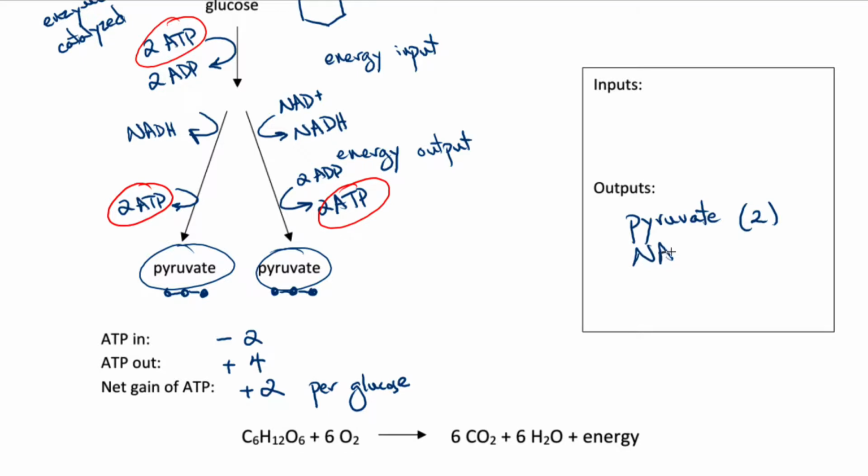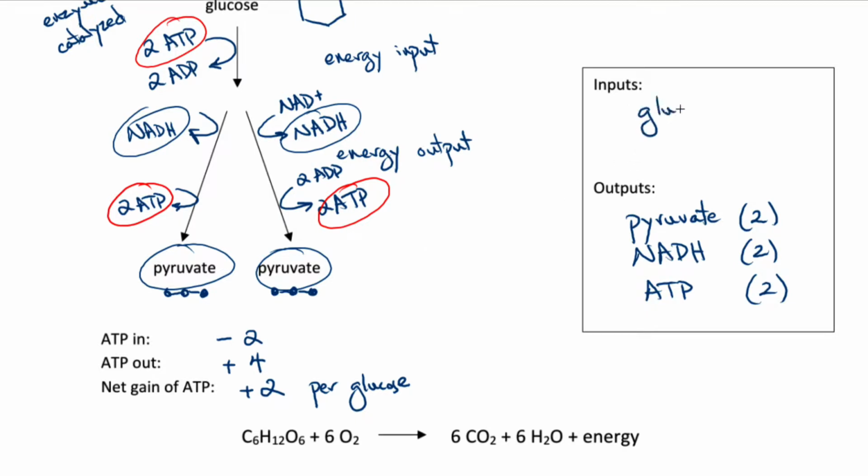We have NADH, that's a high energy electron carrier, and we've got 2 of those per glucose that we put in. And we've also got out a net of 2 ATP per glucose. We put in 2, but then we got out 4. If we back up and look at the inputs, we put in glucose, and we also put in NAD+ and H+ as well. This is an and sign. So those are our inputs and our outputs.